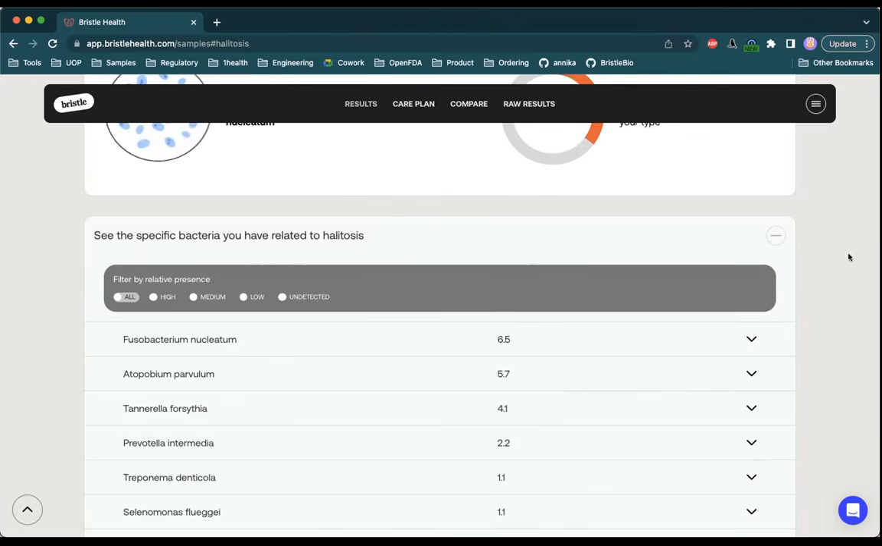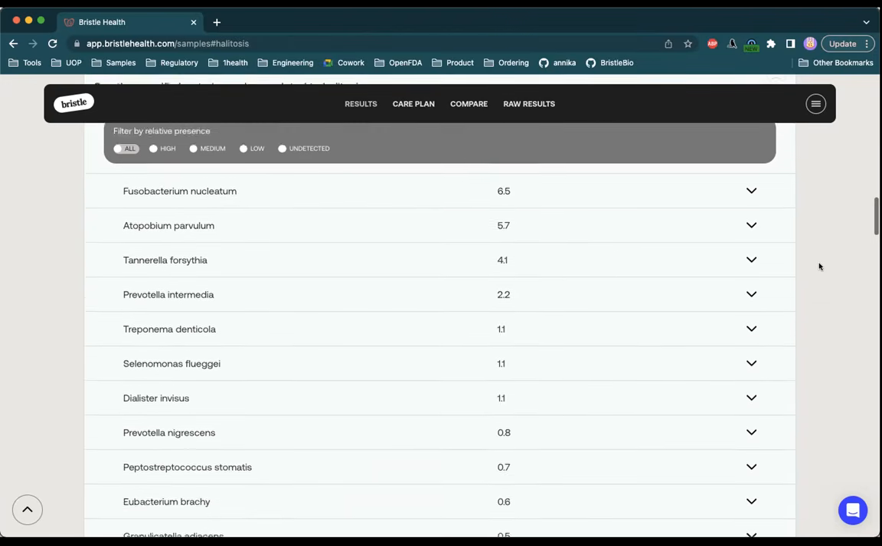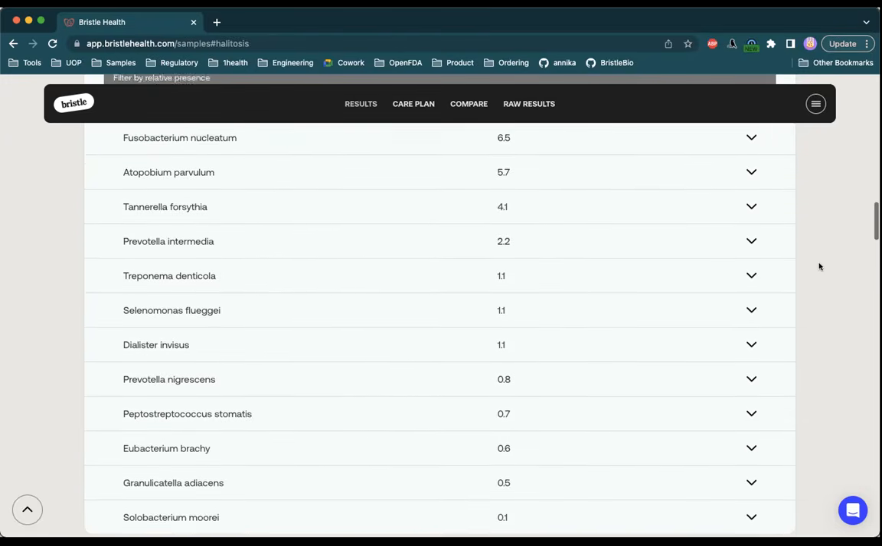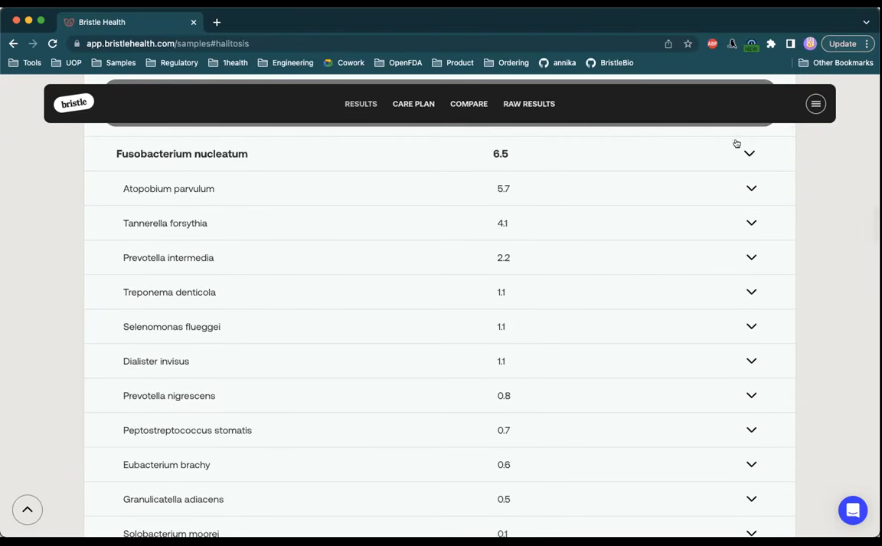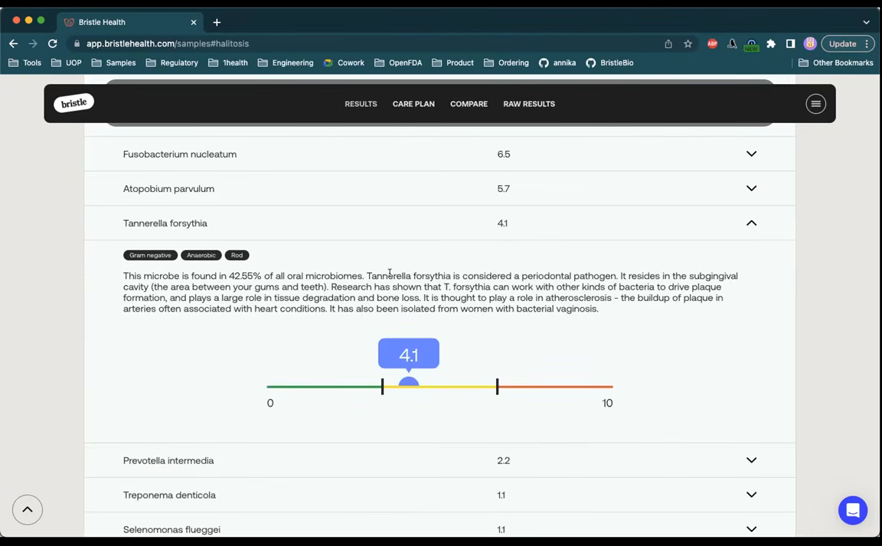Here you can see all the bacteria that you have. This is the raw data. And you can read about each of these bacteria. Like Tannerella forsythia, of course, is a pathogen, and I had this in my mouth at the time of taking the test, and it's only present in about 42% of all microbiomes. My score was moderate, and this is probably something I needed to work on.